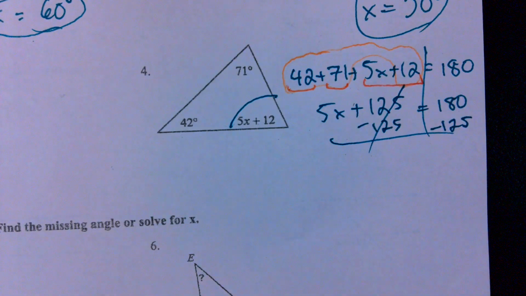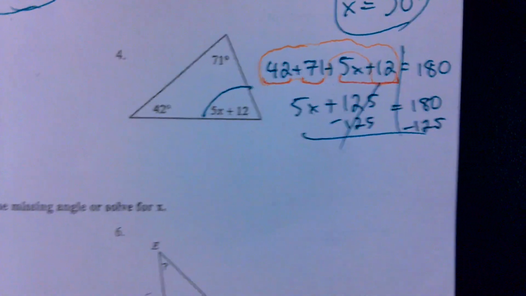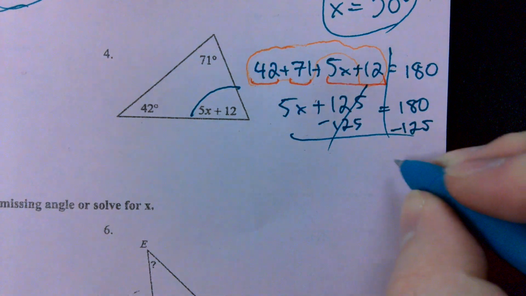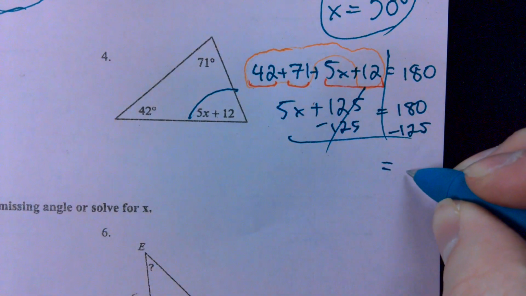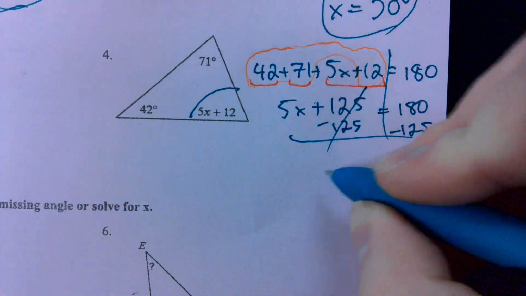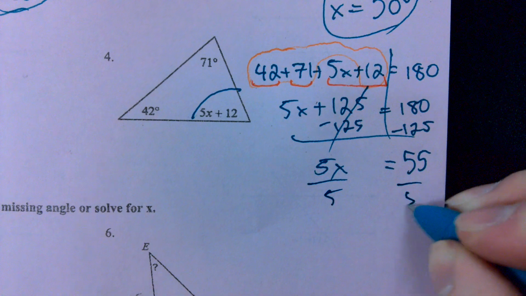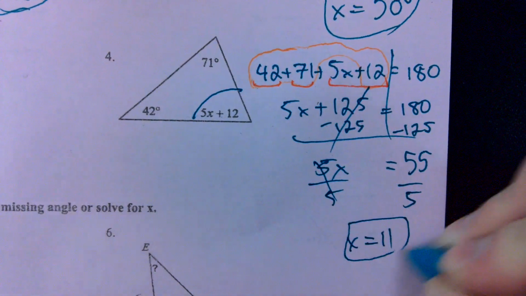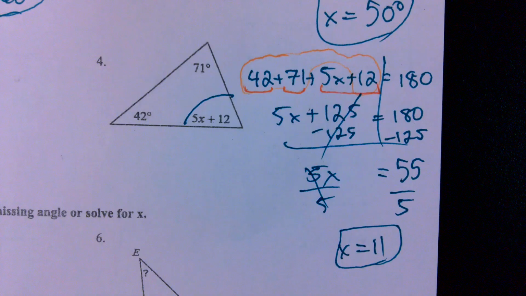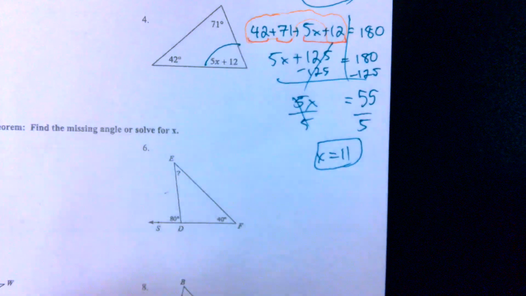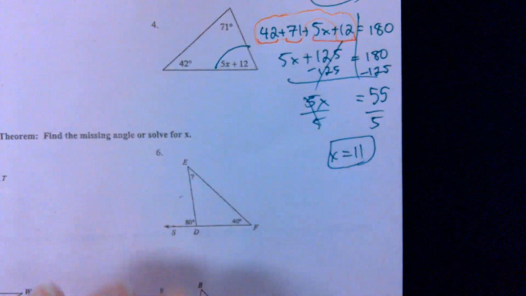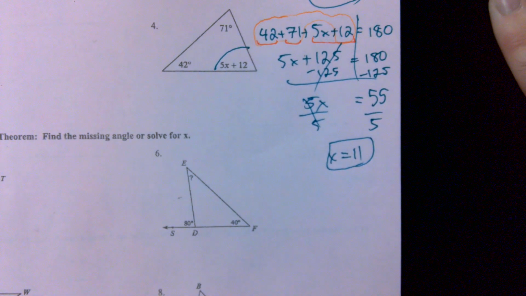And this is where I saw a couple people make a mistake. Simple subtraction error. 180 minus 125, what does that give us? 55 degrees. Double check and make sure you didn't get 65 degrees in your subtraction. We divide both sides by 5, and we're left with x is equal to 11. Now again, 11 is not the degrees of the angle we found, it's just the value of the variable in that specific angle expression.